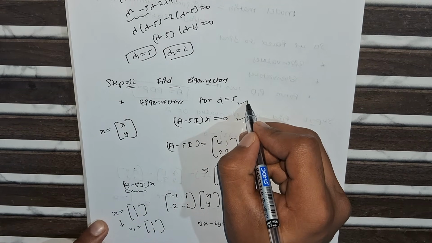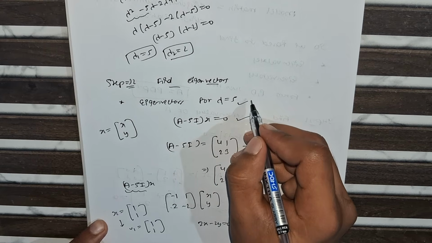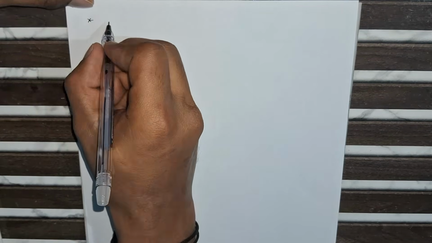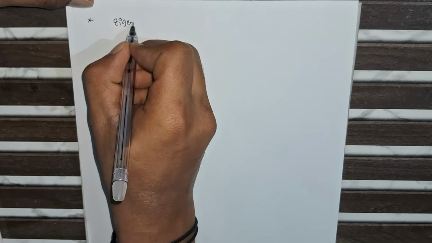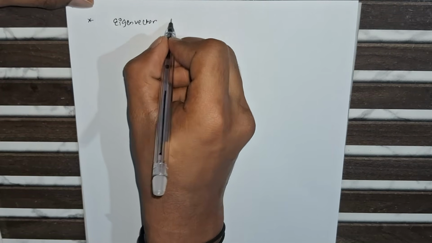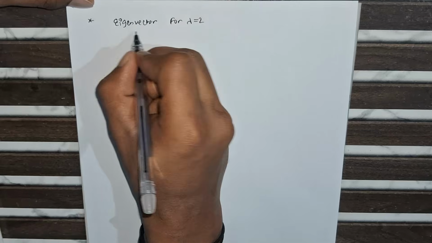Like that you have to find the eigenvector for lambda 2 equals 2. So now we have to find the eigenvector for lambda equals 2.